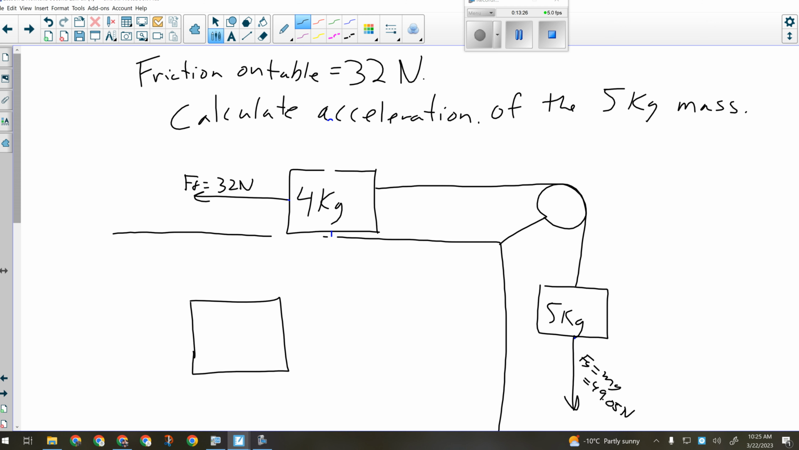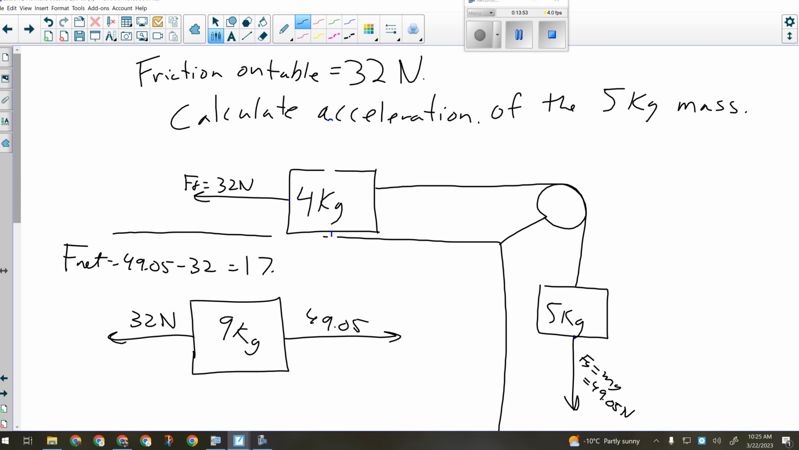What's the mass of the system? 9 kilograms. Okay, so here's my simplified diagram. There's the system. Here are the 2 forces acting within it. Can I calculate the net force? Okay, so I do a vector sum of all forces calculation. F net will be 49.05 minus 32, which is 17.05 newtons. All right, and that would be that way.